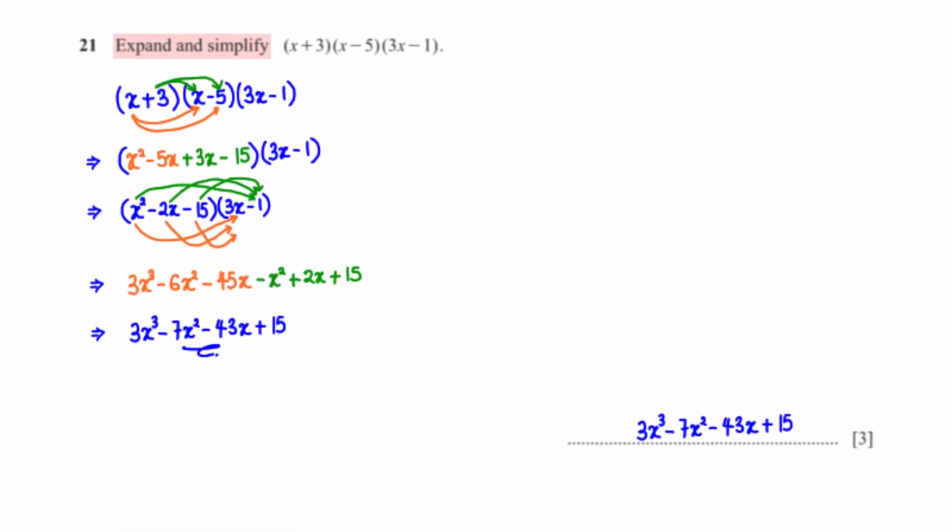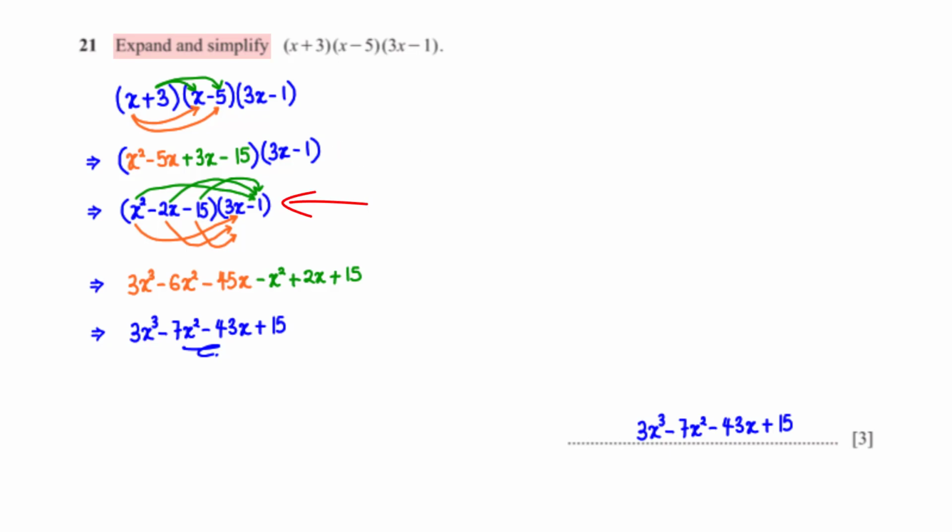Expand and simplify. x plus 3 times x minus 5 times 3x minus 1. So let's expand the first two brackets. x times x gives x squared. x times negative 5 gives us negative 5x. 3 times x gives us 3x, and 3 times negative 5 gives us negative 15.